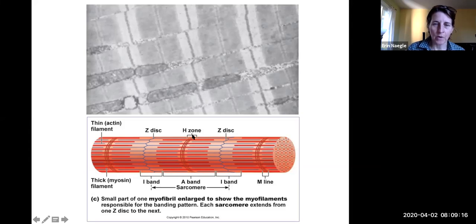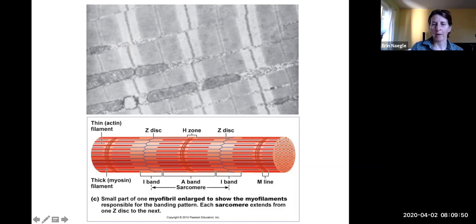And where it's just the M line and there's no actin, so the actin is the blue and the myosin is the red here, that's called the H zone. And the A band is where, from one end of the myosin to the other, that's what defines the A band there. And then this I band would be where it's just actin. So you've got the Z disc in the middle of that and then the actin around it.